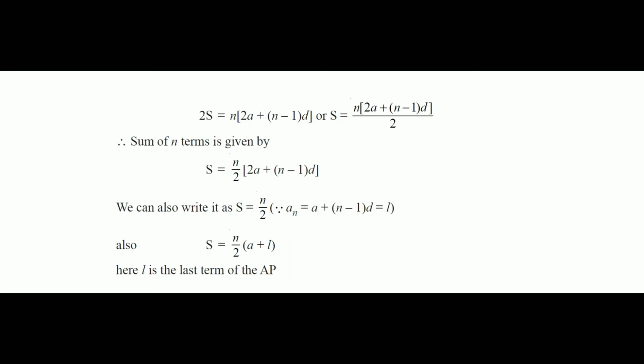So we have two formulae of sum of n terms of AP. The first formula is S is equal to n by 2 bracket 2a plus n minus 1 into d, and the second formula is S is equal to n by 2 bracket a plus L. In the first formula, common difference is a must, and in the second formula, d is not required. Only the thing required is the last term.